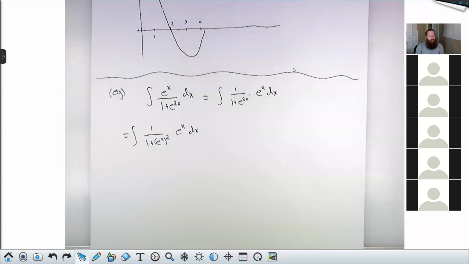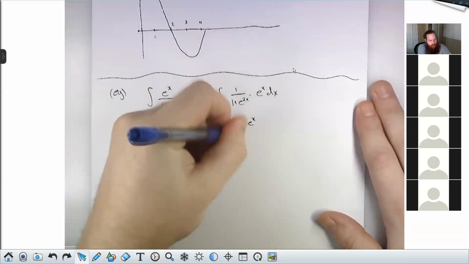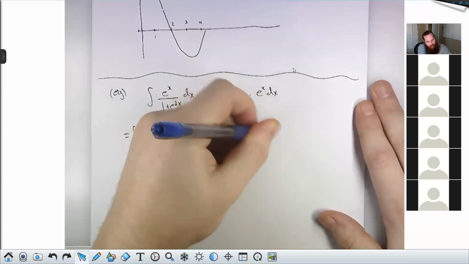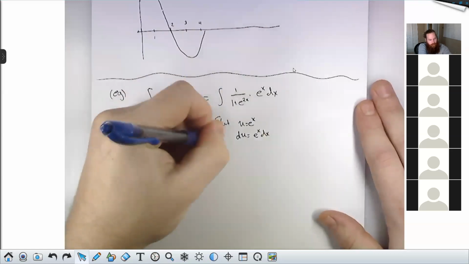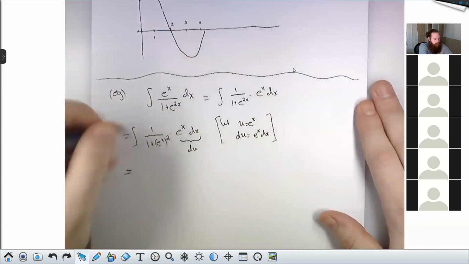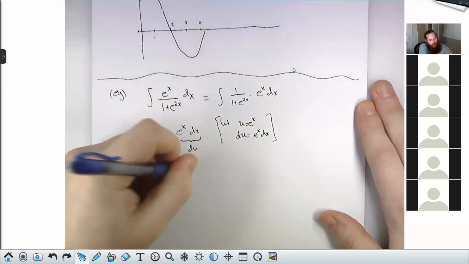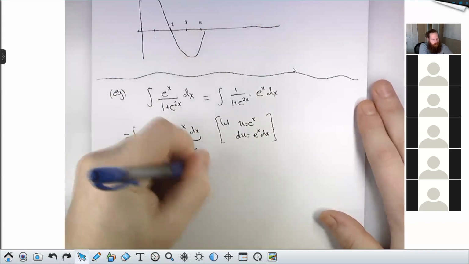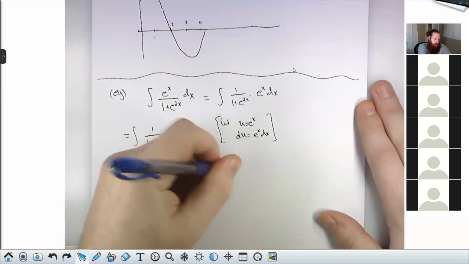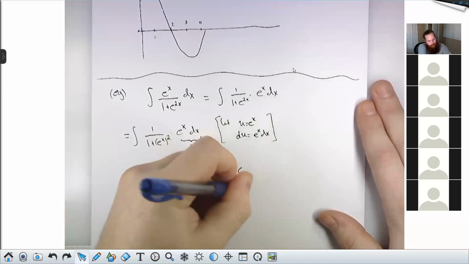Okay, we'll do that next, Angelica. So what could I substitute for here to make this look like an arctan thing? e to the x for u. Yeah, we'll let u be e to the x so that du is e to the x dx, because the derivative of e to the x is e to the x. To put all my little substitution stuff in a box there. So this is du, and this piece will be 1 over 1 plus u squared. And that is definitely arctan, right? That's arctan of u, which is the inverse tangent of e to the x plus c.